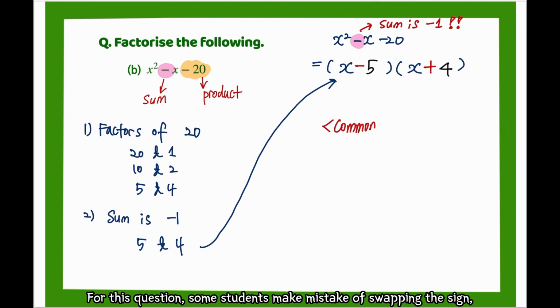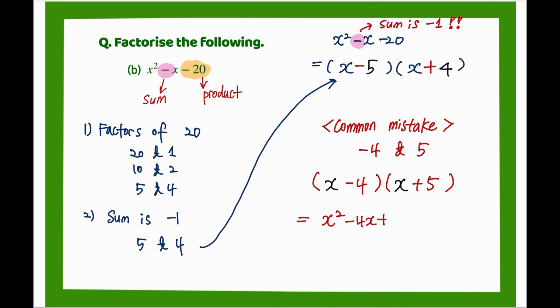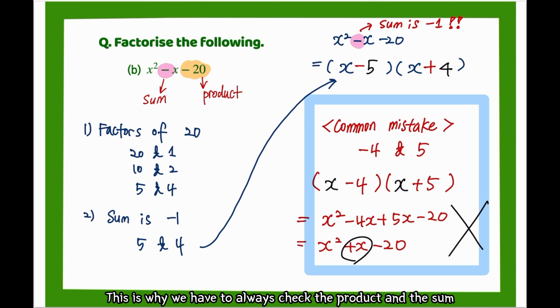For this question, some students make the mistake of swapping the signs, choosing minus 4 and plus 5. If you write x minus 4 and x plus 5 and expand it, you get x squared minus 4x plus 5x minus 20. If simplified, we get plus x, not minus x. So this is incorrect. This is why we have to always check the product and the sum.